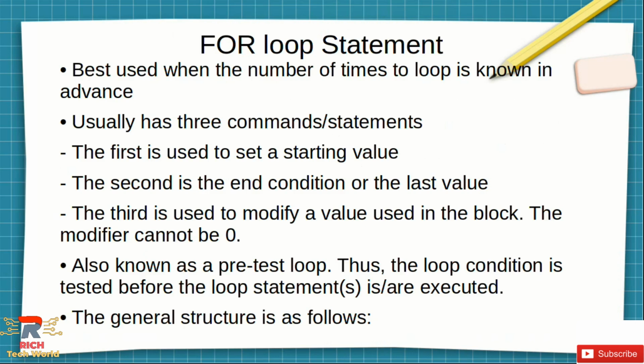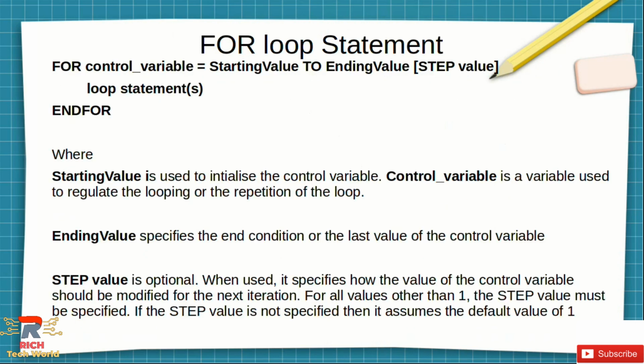Let's look at the general structure for the for loop so that we understand it better. The first thing is you write the for statement, and then you assign the control variable to a starting value, which we have here: control variable equal to starting value. Then you also assign the ending value, then the modifier as well, which is the step value we have over here.